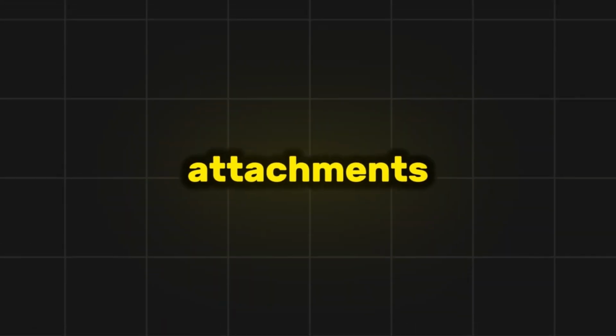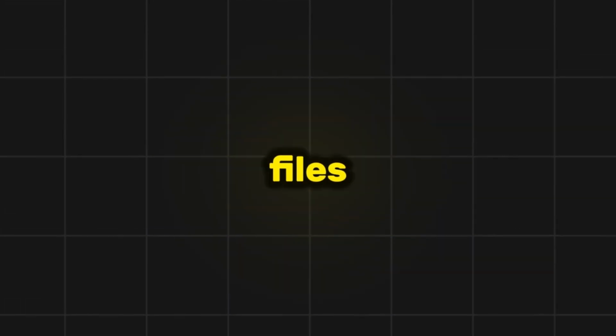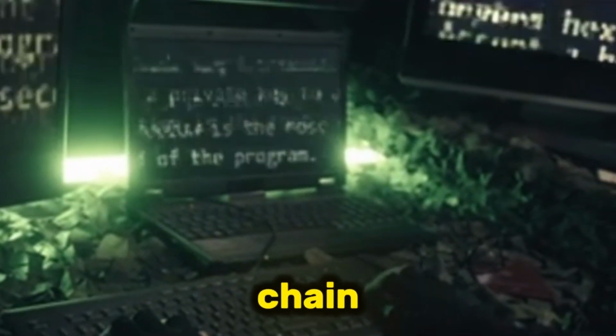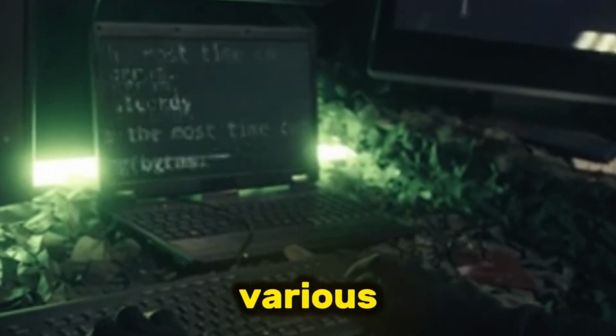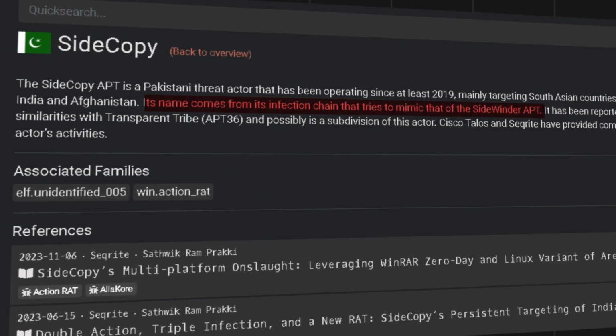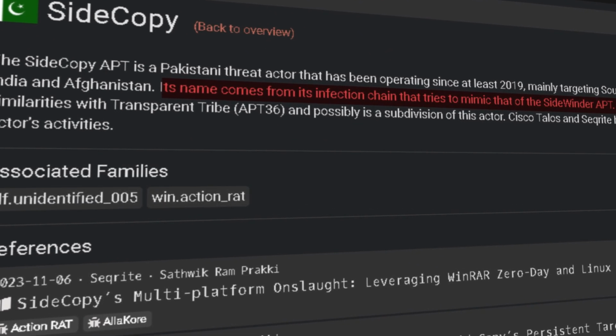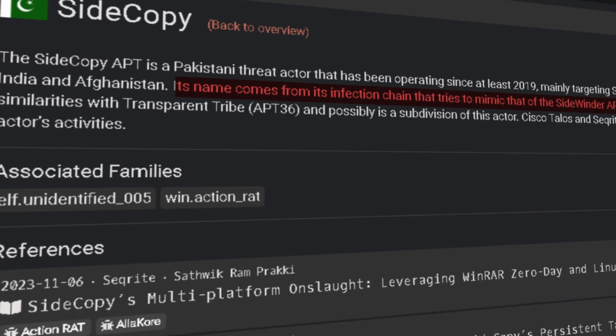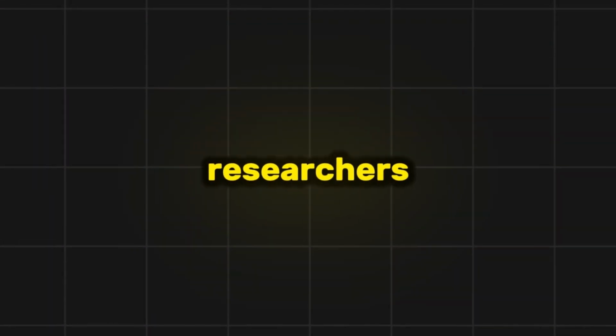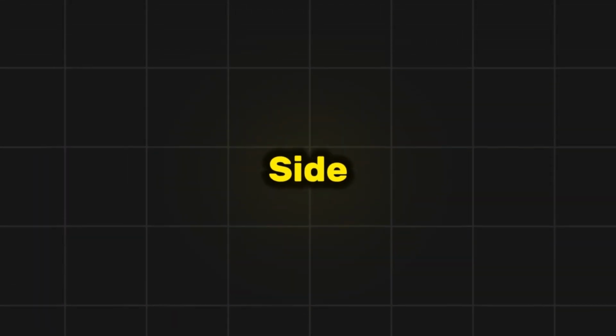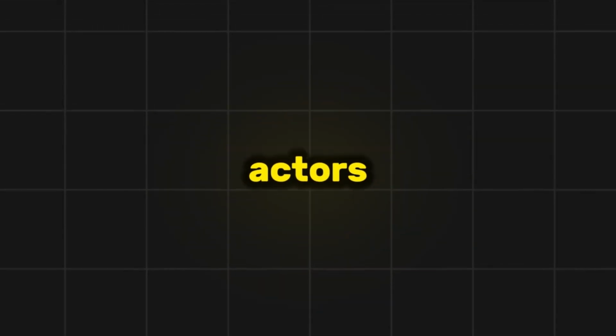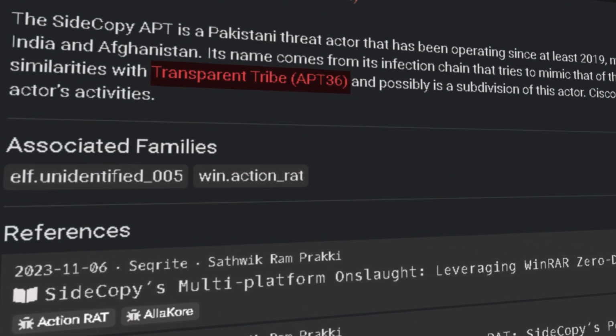SideCopy's typical modus operandi involves phishing emails centered around defense-related news and affairs. These emails often contain malicious attachments disguised as innocent PDF or doc files. Once opened, these files set off a chain of events that ultimately leads to installing various remote access Trojans on the victim's system. Interestingly, SideCopy has been known to deliberately mimic the tactics of other APT groups, such as SideWinder and Rattlesnake, in an attempt to mislead security researchers. There are also suspected links between SideCopy and other Pakistan-based threat actors, like Transparent Tribe and APT36.